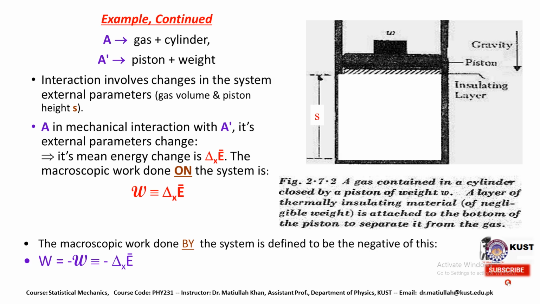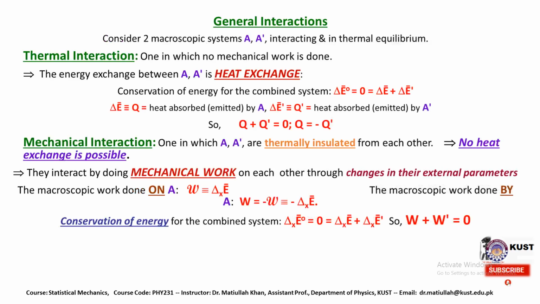The macroscopic work done by the system is defined to be the negative of this W. So the work done should be equal to minus W, and it should be equal to minus del XE, because work done by the system is always taken as negative. Now coming to the general interaction, that is the combination of both mechanical and thermal interaction.